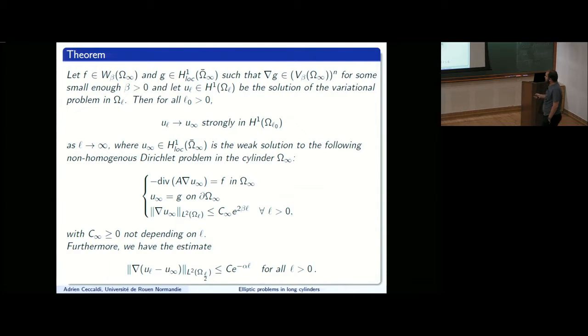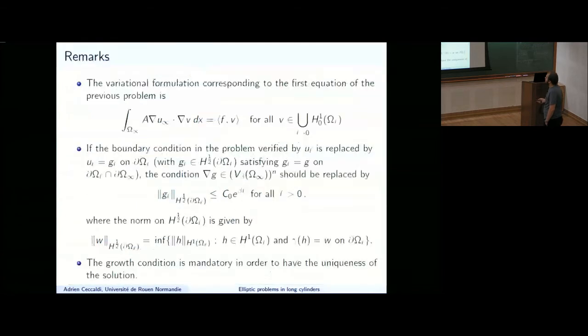We'll see later on that, in fact, for both F and here, it's important that beta is not too high. And we have this estimate on the gradient, which is the result we were looking for mainly. A few remarks. First, this is the variational formulation of the problem. Secondly, if we really want to take H1/2 here, we should replace the condition on the gradient of G by this one with a given norm. And the growth condition, this one, is mandatory to have the uniqueness of the solution.